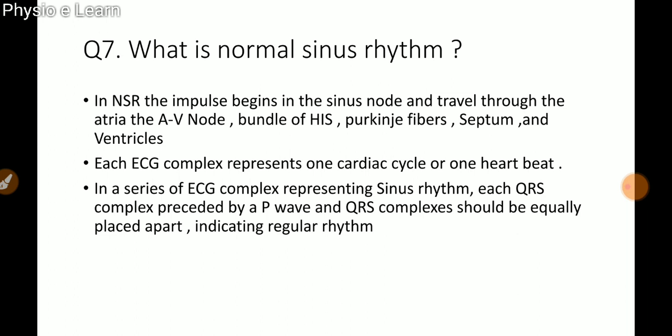indicating a regular rhythm. So the RR interval, the duration between the two R waves, should be equal to say that it is a normal sinus rhythm, and the P wave should always precede the QRS complex. These two conditions should be fulfilled for normal sinus rhythm.